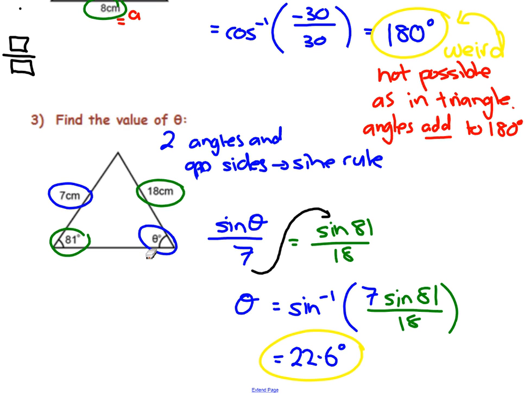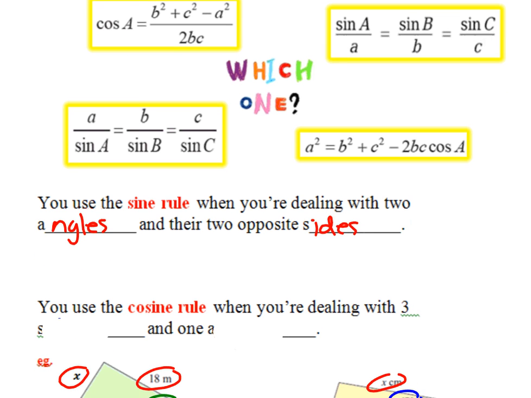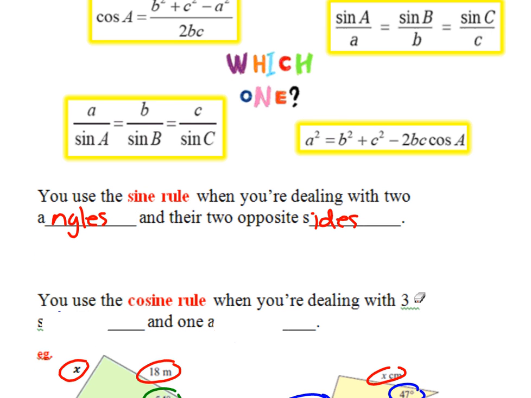And now let's move on to the lesson where we're doing a whole heap of practice questions: mixed sine and cosine problems. The tricky thing is, which one do you use? Do you use the cosine rule or the sine rule? Remembering, like in the warm-up, you use the sine rule when dealing with two angles and two opposite sides. You use the cosine rule when you're dealing with three sides and one angle. In the diagram below, I demonstrate that.